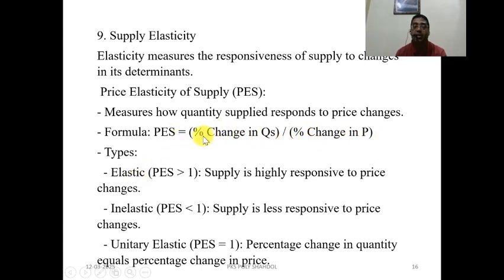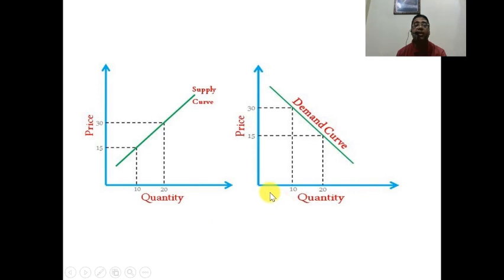And this factor may be greater than 1 or lesser than 1. If it is greater than 1, supply is highly responsive to price change, and if it is lesser than 1, supply is less responsive to price changes. If it is equal to 1, then the percentage change in quantity equals the percentage change in the price.